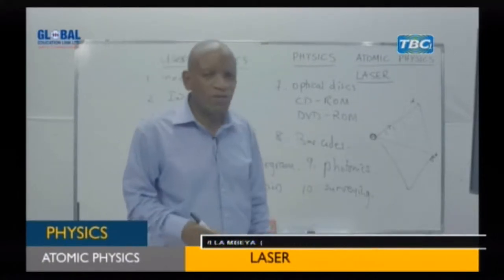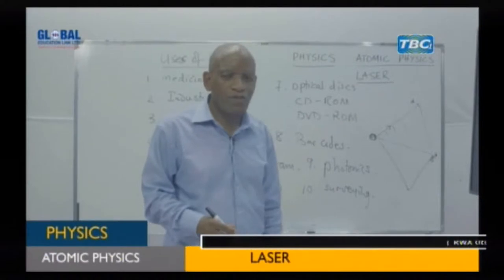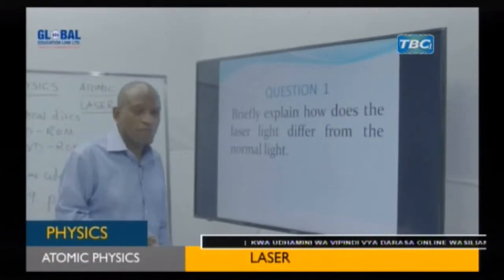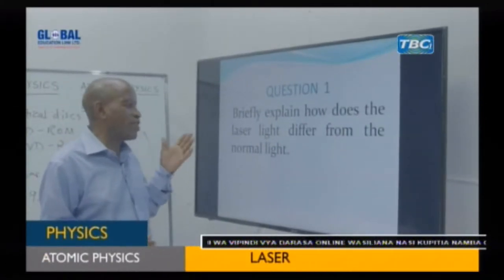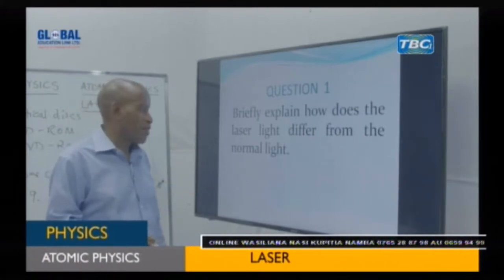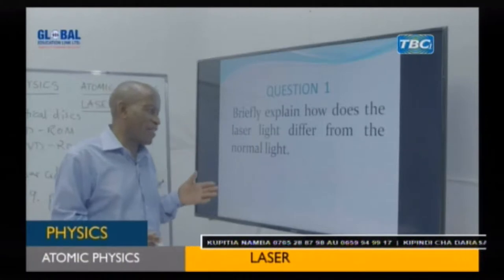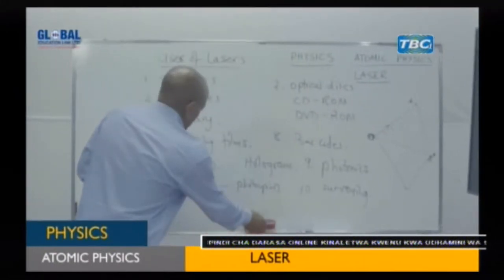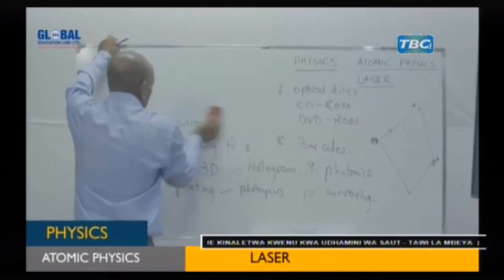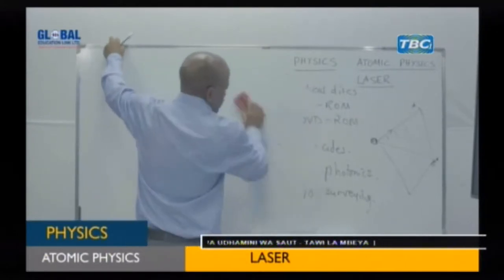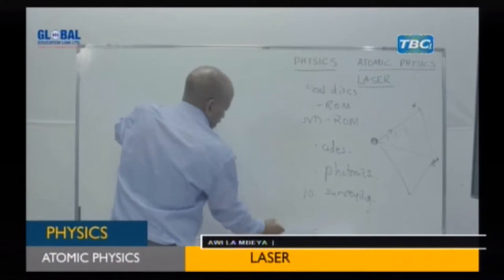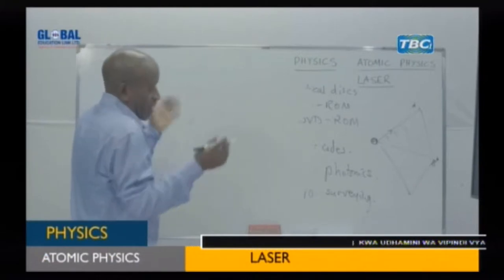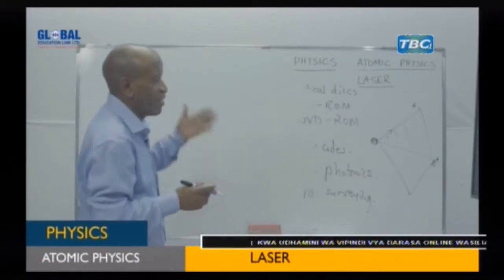Okay, students, now let's look at the questions I've prepared for you. The first question goes like this: briefly explain how laser light differs from normal light. This is a very short and simple question. We really need to see the difference between a laser light and a normal light. You can answer the way you like, but you need to show the difference between the normal light and the laser light.